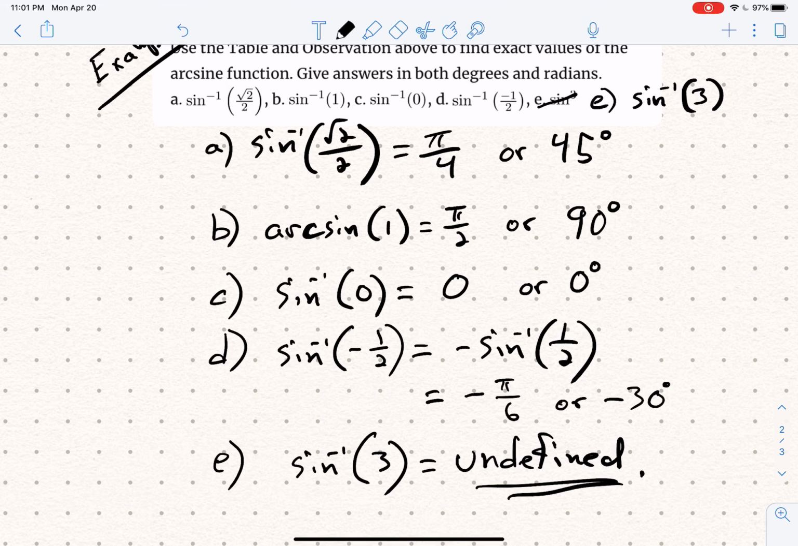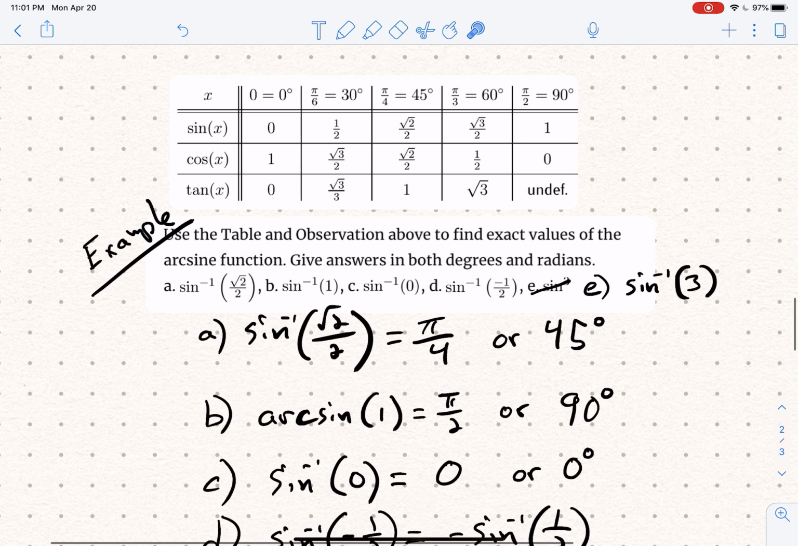All right, that's it for exact values of inverse sine functions. If you're interested in what happens when you put in other angles in here, ones that we don't know the exact values for, ones that aren't in the table, we'll be covering that at the bottom of this lesson.